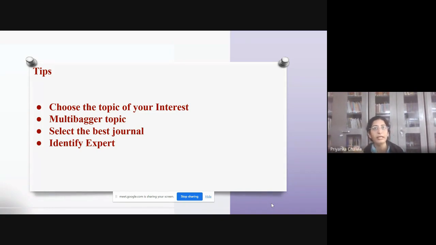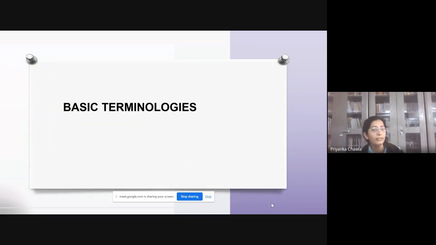Emerald, Science Direct, Google Scholar, you should select that particular journal. The topic which you have selected should be of your interest, your area of interest. It should be a multi-bagger topic. Multi-bagger means it should give 100-time returns. For example, if I talk about the Parshuraman scale, once it was established, now we are adapting the scale, so it is giving 100-time returns to him. So these are some of the tips for selecting the topic.